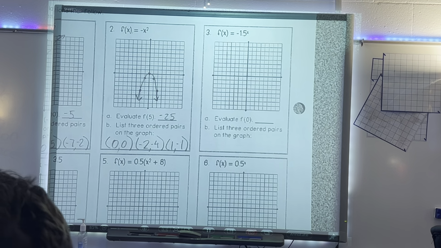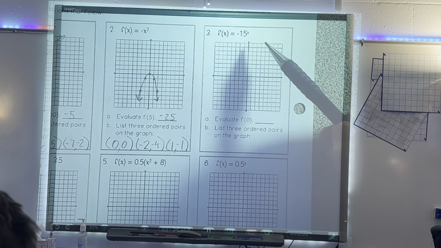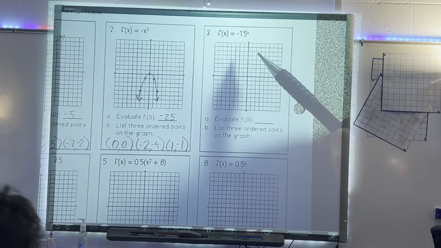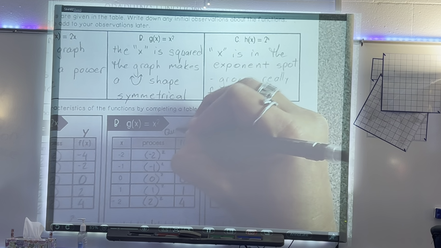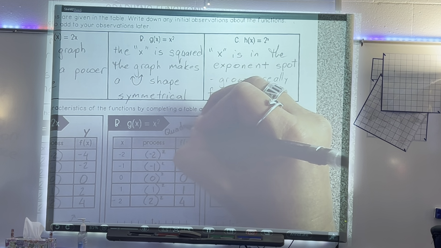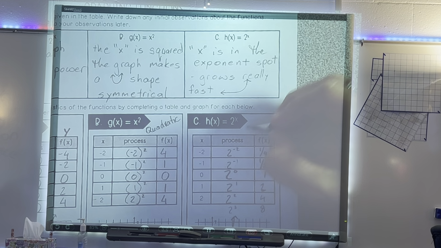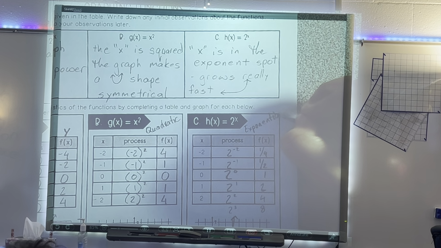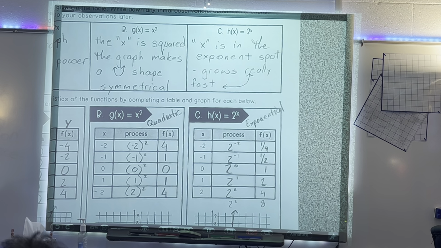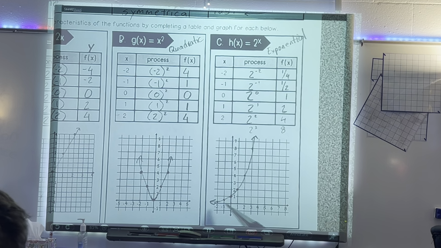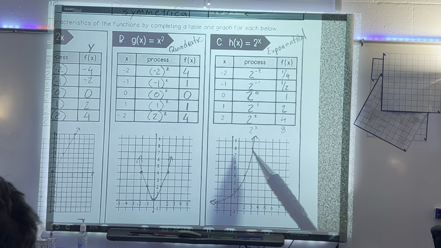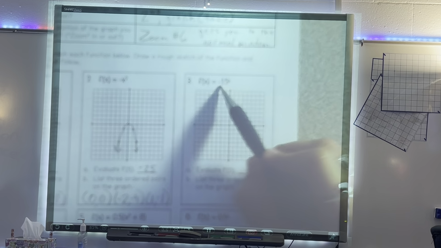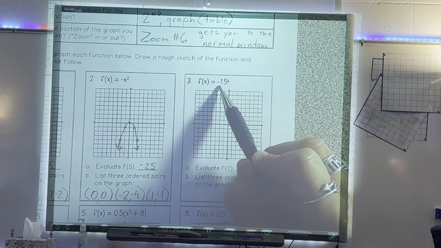Alright, this one. What kind of function would we call it? Y'all remember? I'm going to write that over here. This one right here is quadratic. This one right here is called exponential, and it's exponential because x is in the exponent spot. So we knew what this one looked like, right? Okay there? Alright, so what do you think this one is going to do?